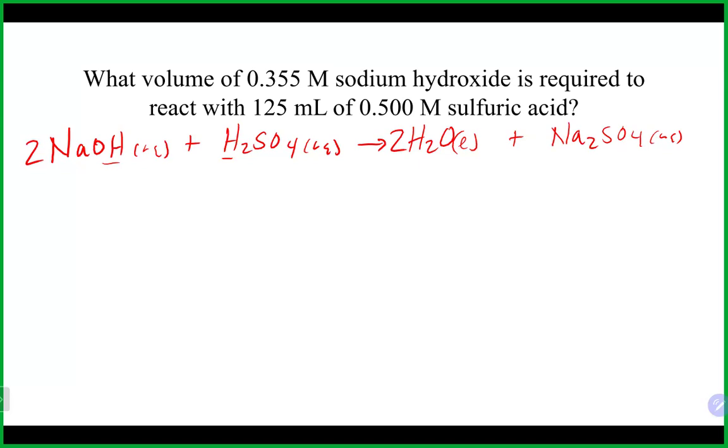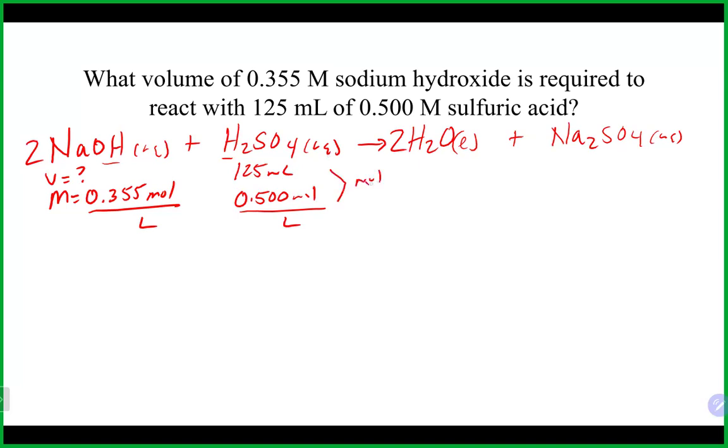So let's take a look at what information we have. We're looking for the volume of sodium hydroxide. We do have the molarity, 0.355. I'm going to turn that into moles per liter since I want to see both units. We also have the volume of H2SO4, and we have its molarity as well, 0.5, and I'm going to again turn it into both units. So once again, we can hopefully see this is not a limiting reagent problem. We don't have a way to get the moles for everybody, but we do have a way to get moles for this one. So this is again a basic stoichiometry problem.